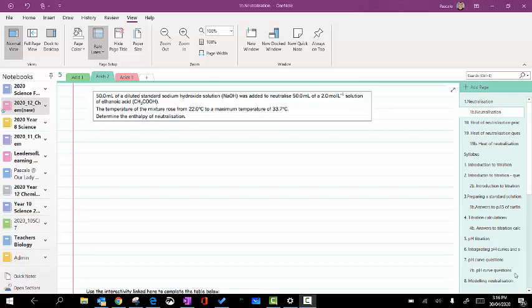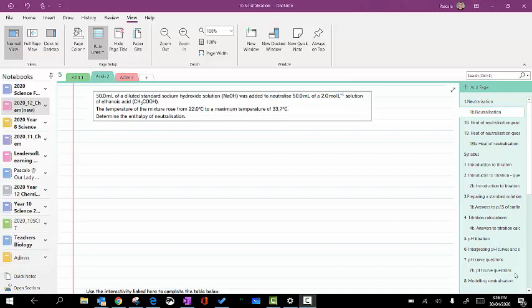Okay, this video is all about calculating the heat of neutralization, or the enthalpy of neutralization. The enthalpy of neutralization is the change in enthalpy that occurs in a neutralization reaction, and it's calculated per mole of water that is produced. On the screen you've got an example of a problem where we're going to be calculating the enthalpy of neutralization for a chemical reaction.